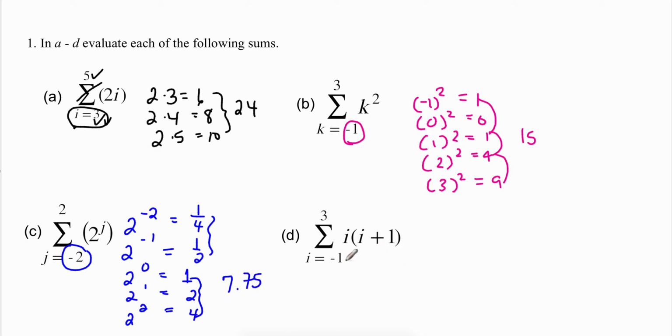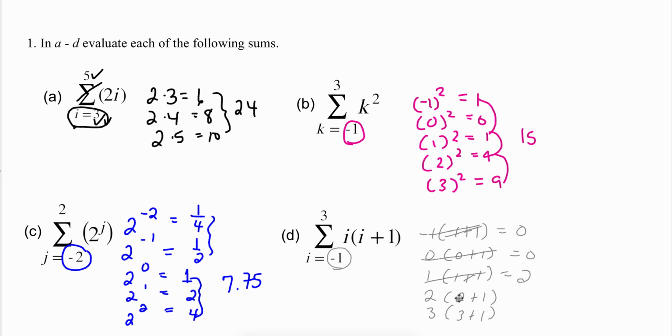And for the last one, I'm going to start my run with -1. So -1 times -1 plus 1, 0 times 0 plus 1, 1 times 1 plus 1, 2 times 2 plus 1, and 3 times 3 plus 1. Well, this is easy. That's 0 times anything is 0. That's 0 times anything is 0. That's 2 times 1 is 2. That's 3 times 2 is 6. And that's 4 times 3 is 12.